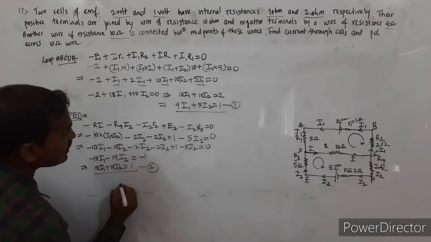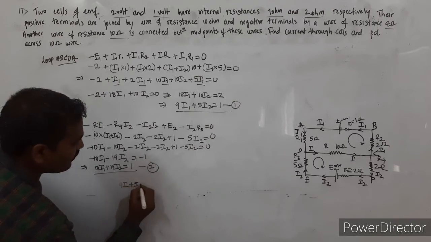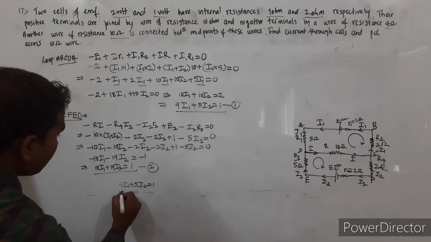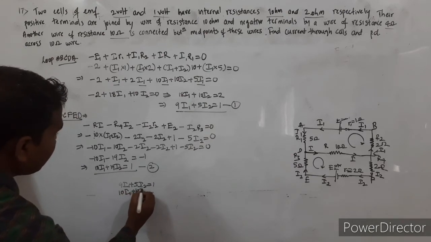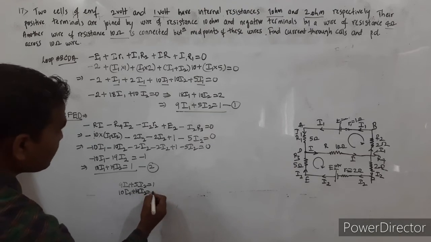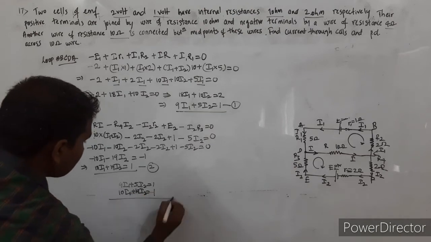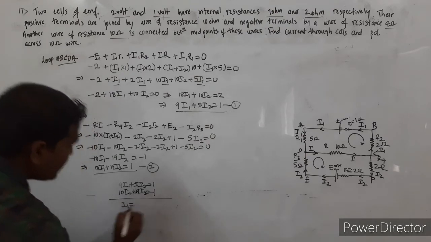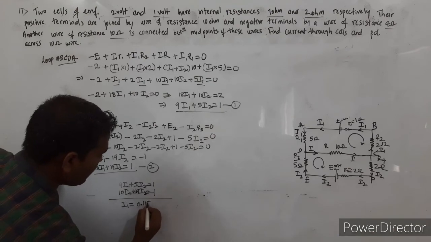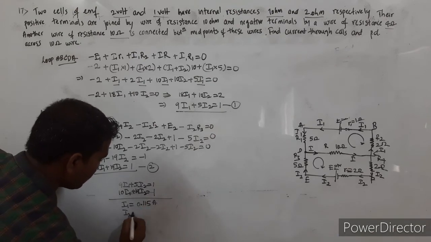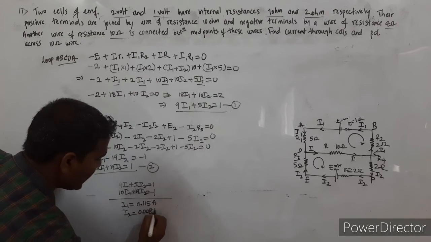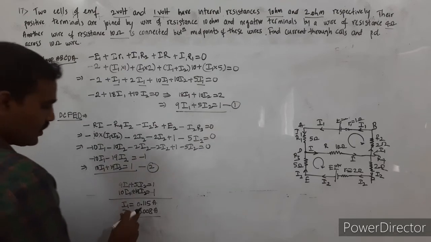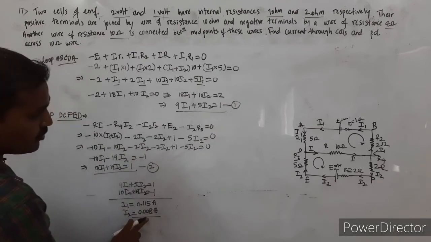I can write it as 9 I1 plus of 5 I2 is equal to 1, and the second equation is 10 I1 plus of 19 I2 is equal to 1. After solving these simultaneous equations, I can write I1 is equal to 0.115 amperes and I2 is equal to 0.008 amperes. I hope you can solve it yourself. Let us not waste time here. So I1 is equal to 0.115, I2 is equal to 0.008.